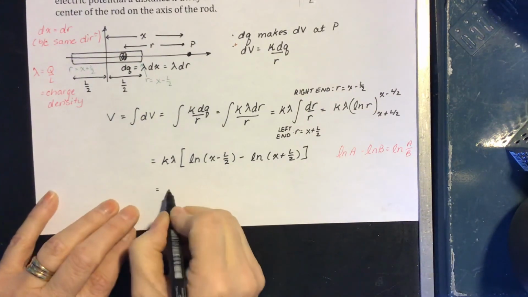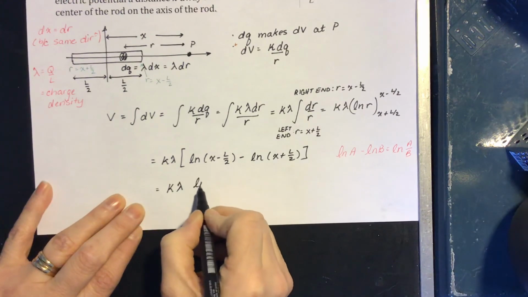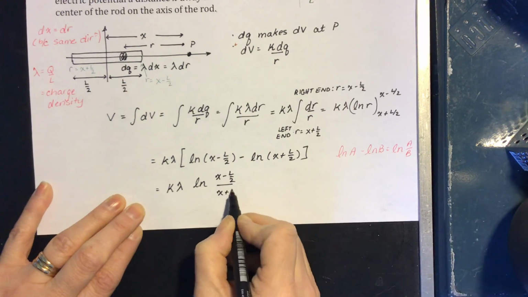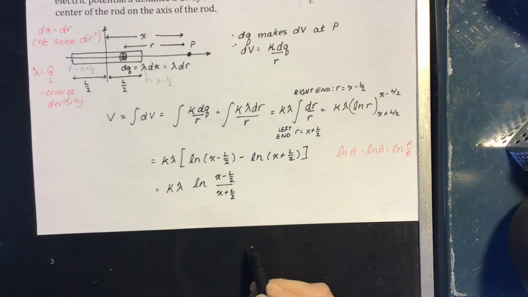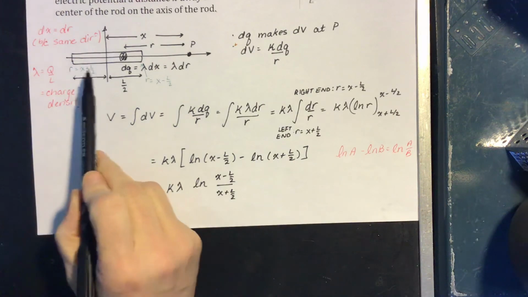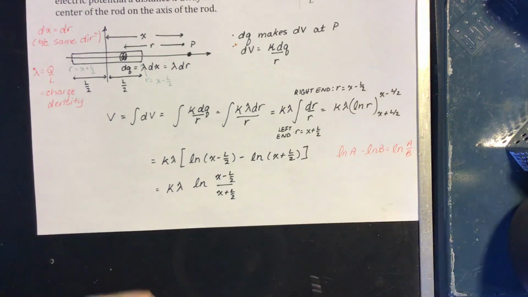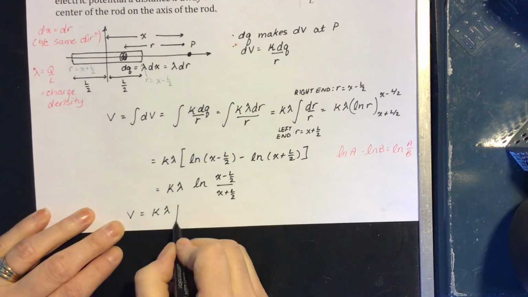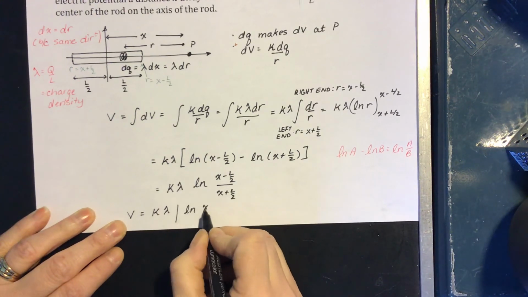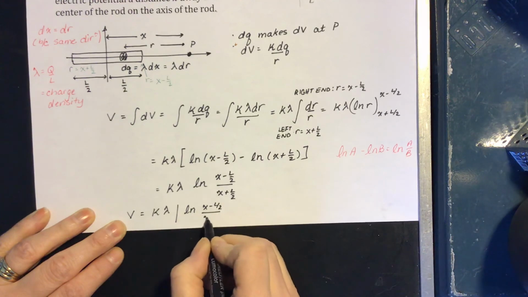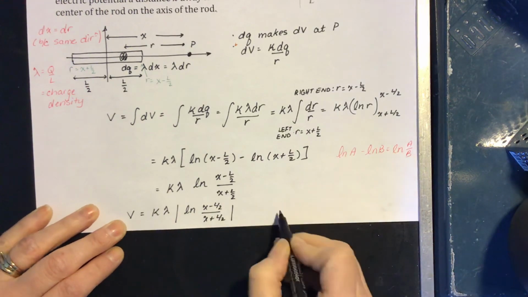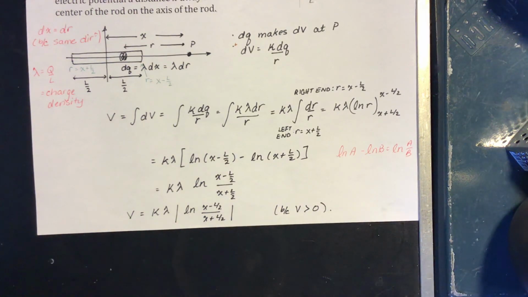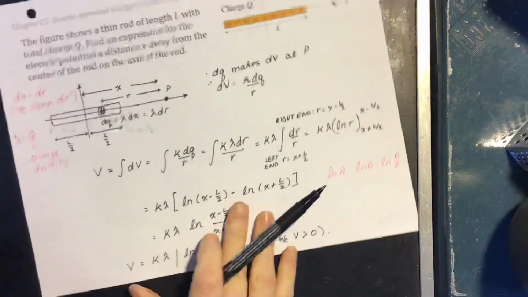K times lambda times the natural log of x minus L over 2 divided by x plus L over 2. And then just to make sure we get all of our signs right, our rod has a positive charge, so we know that our potential will be positive. So k times lambda times the absolute value of the natural log of x minus L over 2 divided by x plus L over 2, and we'll put in brackets because V is positive. Okay, so there's the potential at some point a distance x away from the midpoint of a rod with charge Q and length L.